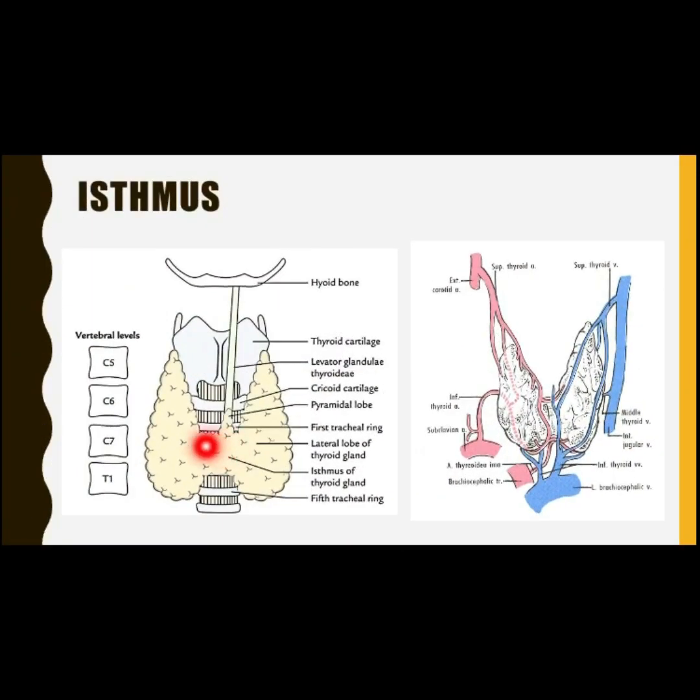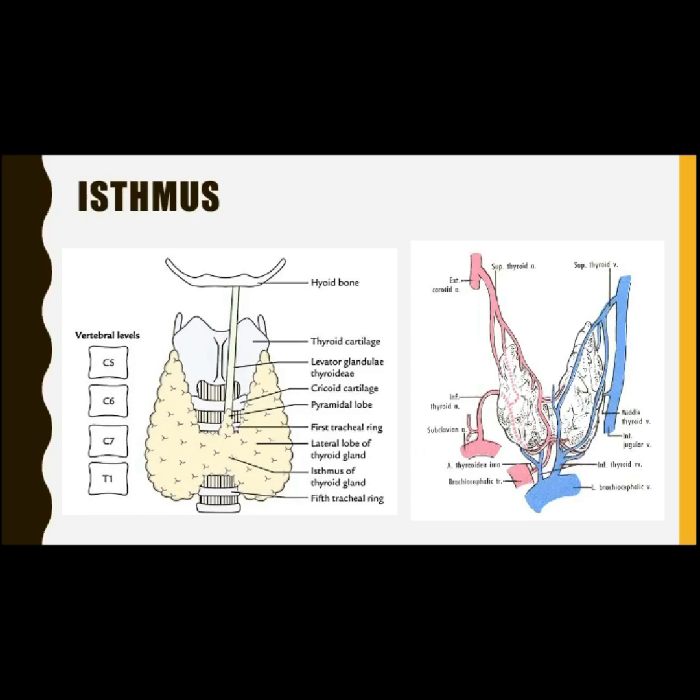Moving on to the isthmus. As I've mentioned earlier, this isthmus is the stalk which connects both the lobes of the gland. Towards the upper border of this isthmus lies two things. One is the anastomosis of two superior thyroid arteries of both the lobes of this gland, and the levator glandulae thyroidae, which connects the hyoid bone to this isthmus. Towards its lower border is the inferior thyroid vein.